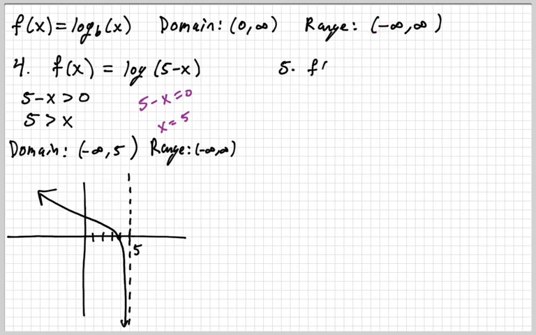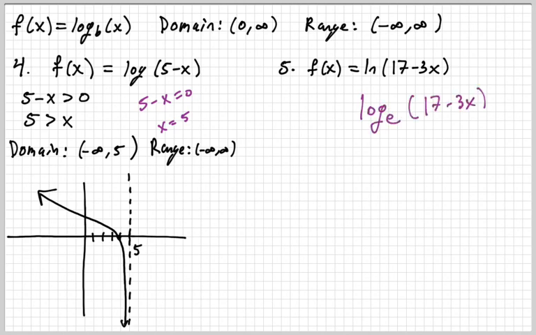All right, let's do one more. f of x is equal to ln, or natural log, of 17 minus 3x. And what was the base of natural log? Remember it was e? Okay, it had its own special notation. And actually we wouldn't put the e there, we would say log base e of 17 minus 3x would be what that is. Okay.